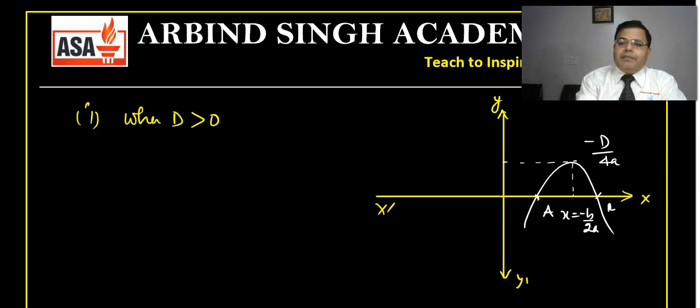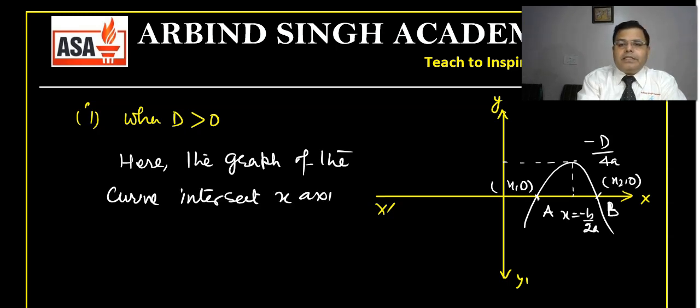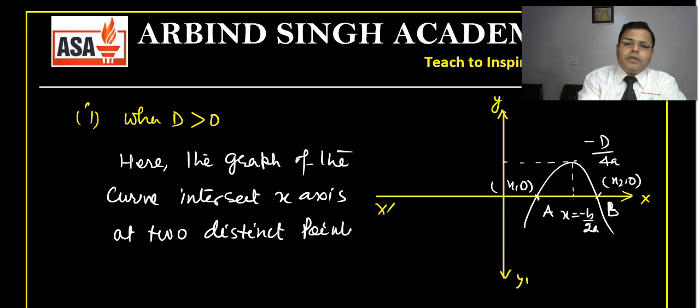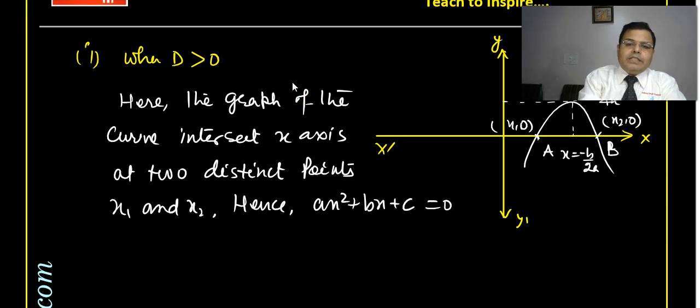In that case, the points of intersection A and B, this is x1 comma 0, and this point say x2 comma 0. Here the graph of the curve intersects the x-axis at two distinct points x1 and x2. Hence, ax square plus bx plus c is equal to 0 has two distinct roots, two unequal roots, x1 and x2.